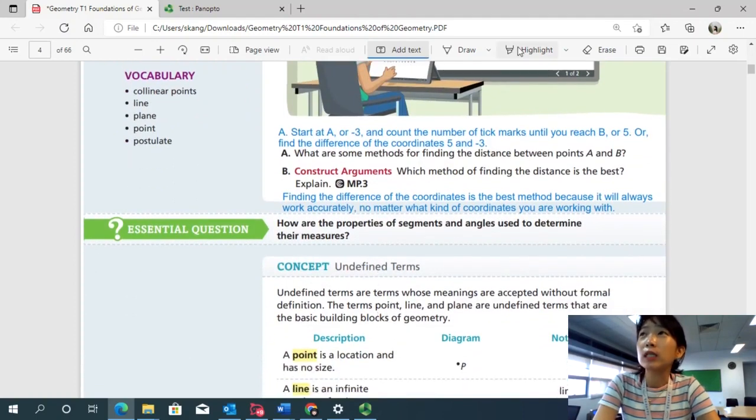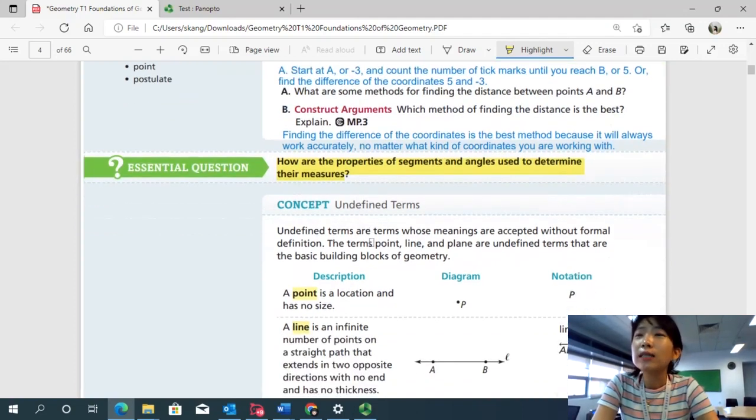Topic essential question. Think about how the properties of segments and angles are used to determine their measures. So we're going to look at a lot of properties. Let's start with a concept.